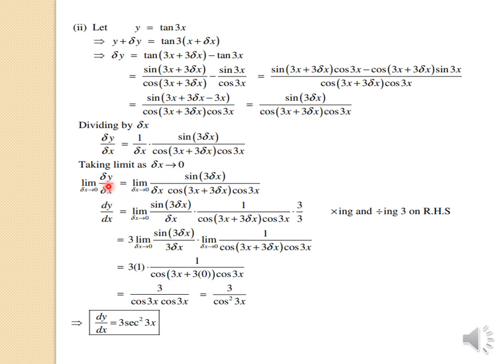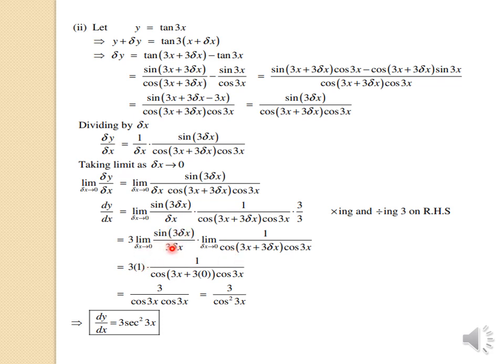So if we take the limit delta x approaches 0 on both sides, then it becomes dy upon dx. And students, here we now break the fraction into two parts. Sin 3 delta x divided by delta x into 1 upon cos 3x into 3 delta x into cos 3x. Students, so we multiply and divide by 3 because we have to make this term in the form of an identity. So if we multiply and divide by 3, this 3 shifts toward here, then it becomes 3 delta x, and the 3 which is in the numerator you can take as common. So sin 3 delta x divided by 3 delta x, and this term remains the same.